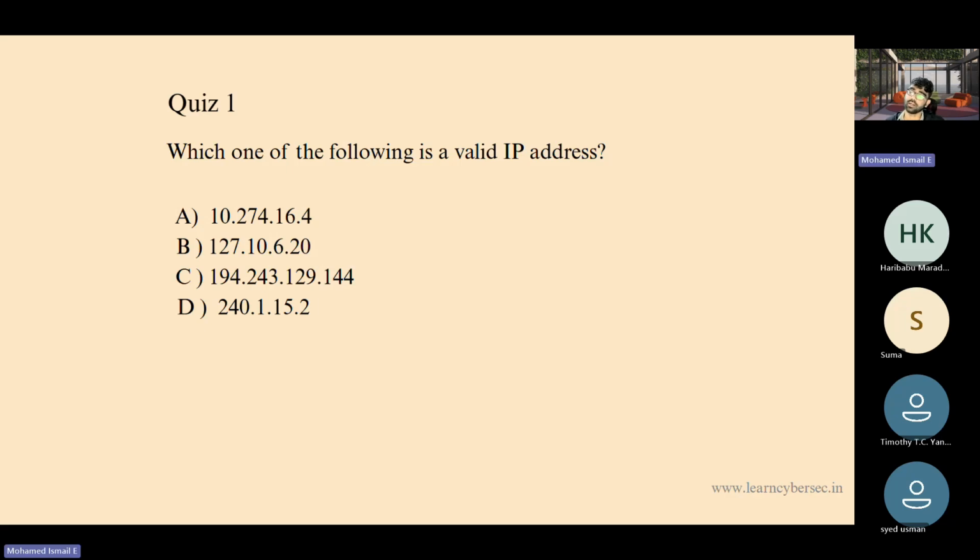So the first one is 10.274.16.4. In an IP address, any octet can never be above 255. The second octet is 274, so that is not a valid IP. 127.10.6.20 starts with 127, and 127 is assigned to loopback.